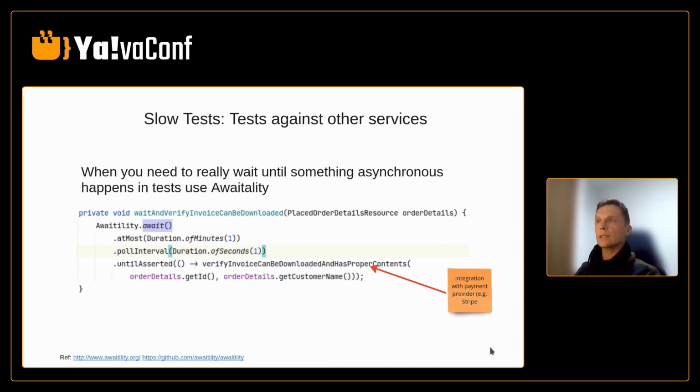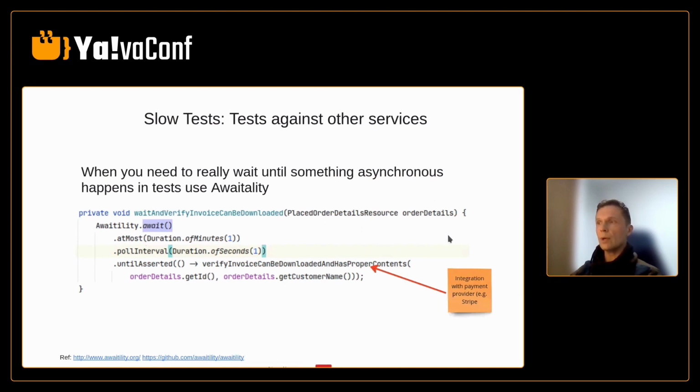And Awaitility can work like this. So we just say await, another cool library, at most 1 minute, and every second try to ensure that we can download this invoice from Stripe and ensure that the contents are proper. So this method over here will return false or true. If it says false 59 times, but on the 60th attempt it returns true, the test will pass.